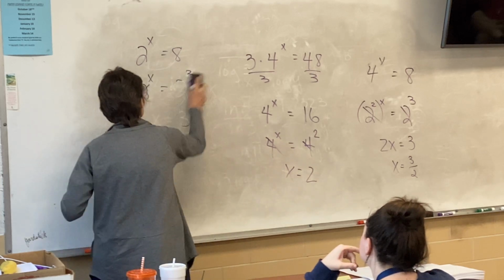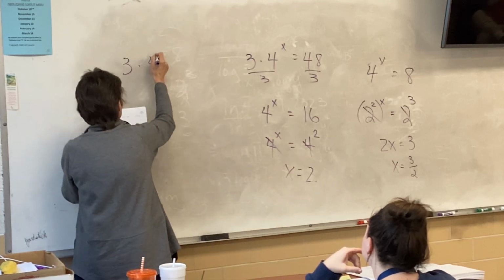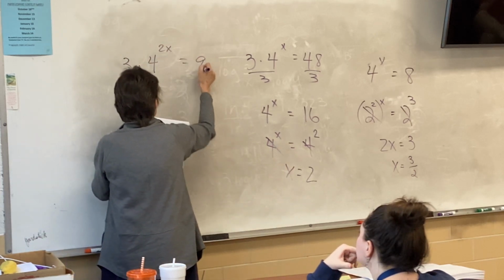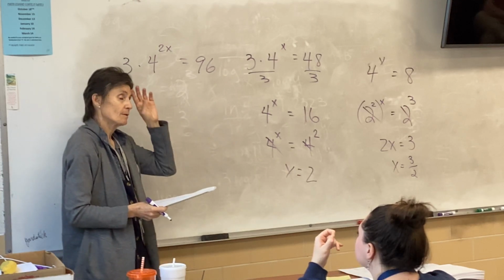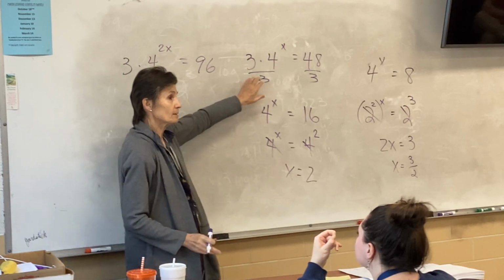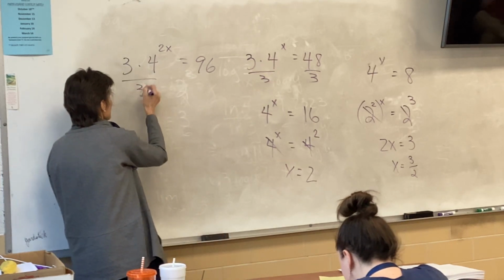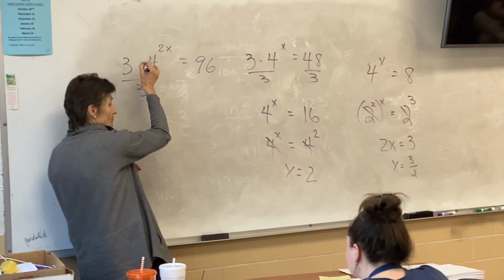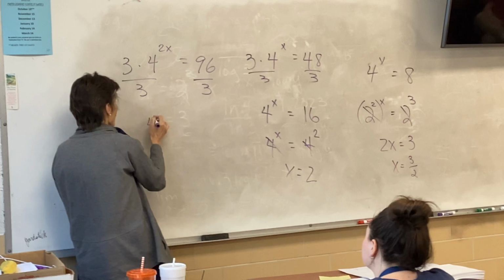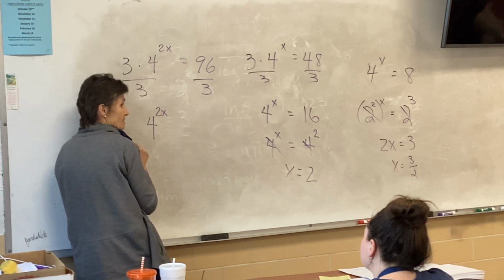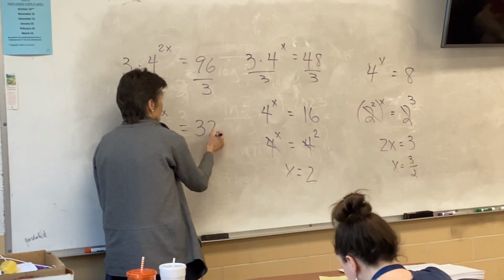Okay, let's look at D. Don't get psyched out, it's exactly the same kind of problem. What do you think we might do first? Take a clue from this one. We're going to divide by 3 first. Get rid of this extra number. So 4 to the 2x equals 32.